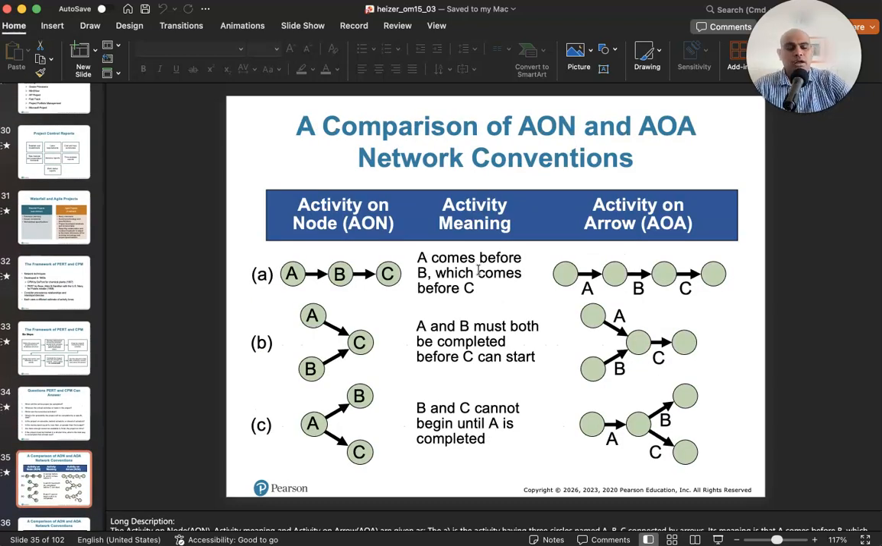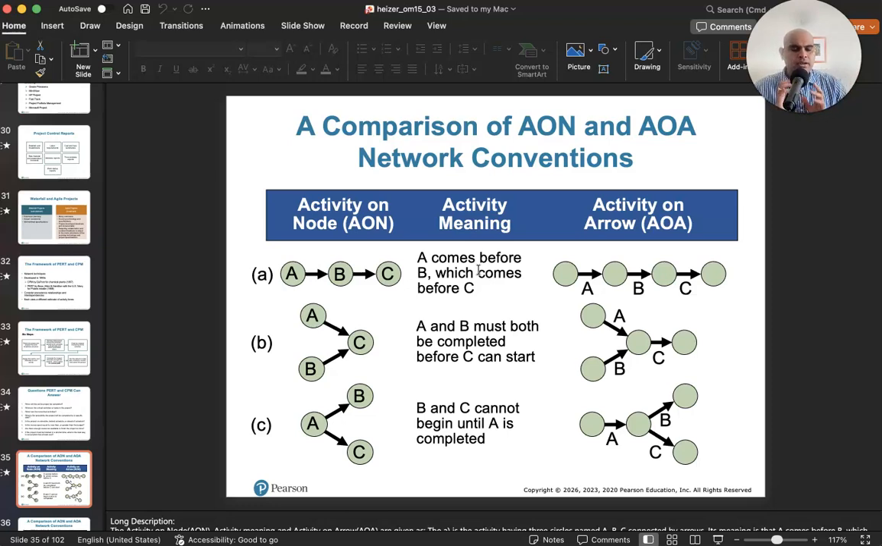So a network. Let's talk about the network representation. When you're talking about network representation of these activities, there are 2 major ways of doing that. And let me tell you right now, we are not going to look at the activity on arrow network representation. We are going to look at the activity on node network representation, because it's a much easier, much more intuitive way of understanding.